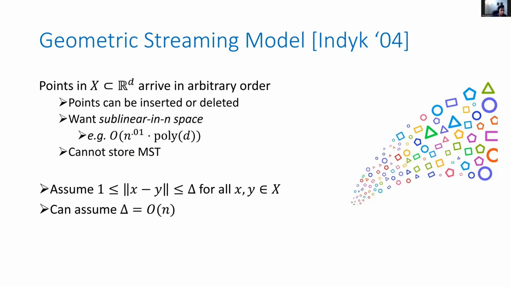In what follows, we're going to let capital Delta denote the aspect ratio of the problem. So we'll assume that all the distances between x and y are between 1 and capital Delta. A relatively simple argument demonstrates that if we only want a constant factor approximation, or a good approximation to the MST, we can always assume that the aspect ratio is at most order n, where n is the number of points. So for the rest of the talk, it'll help to assume that Delta and n are comparable up to a constant. We might as well think of them as being the same.